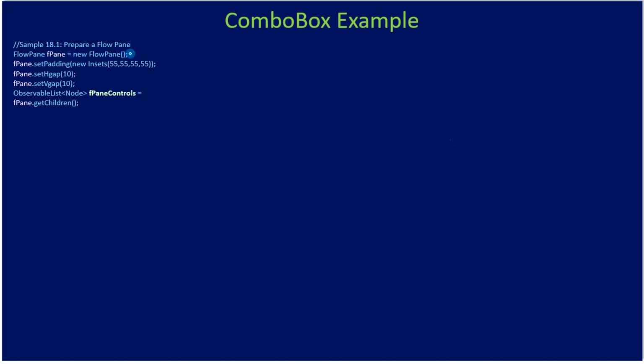Here if you see, we create FlowPane, margin, gap between the controls, and we retrieved the children for the FlowPane control. Next we set our stage based on the FlowPane, primary stage, set scene, and the scene was created using the FlowPane.